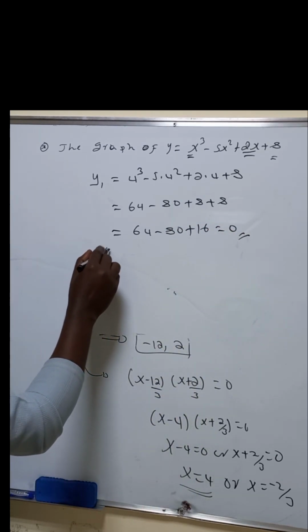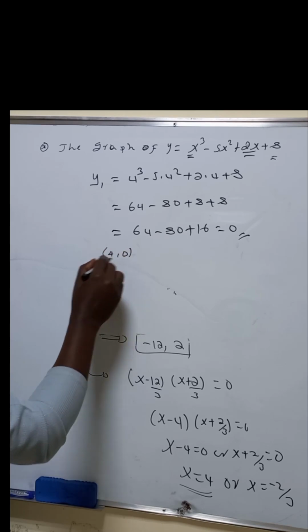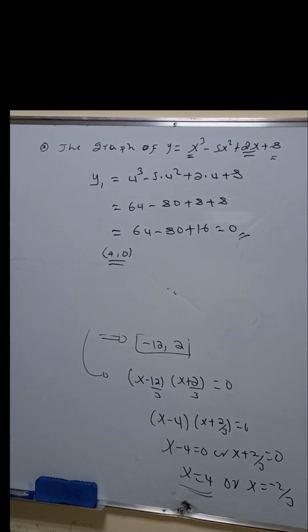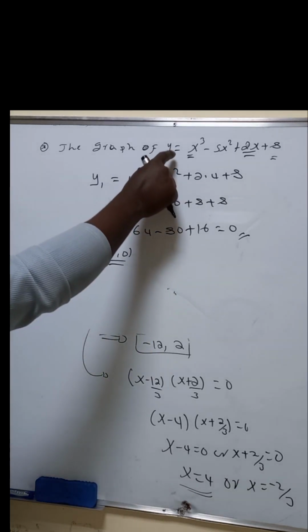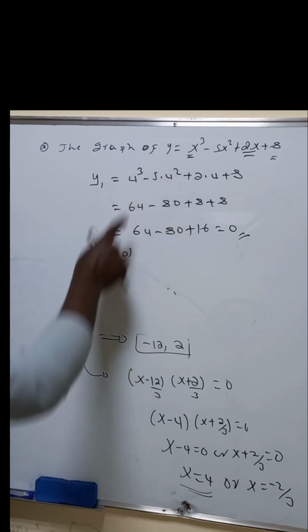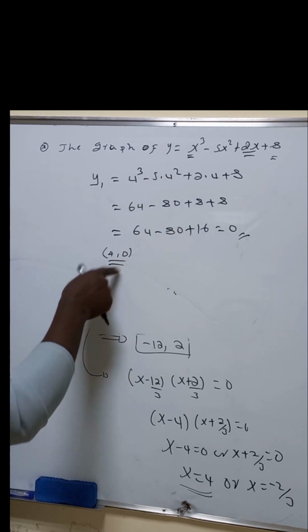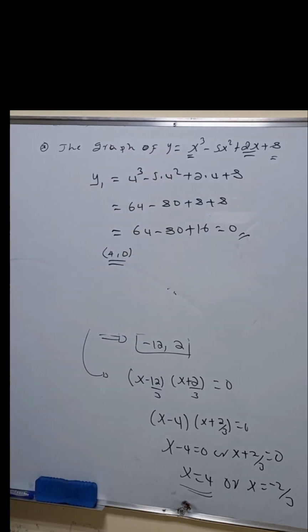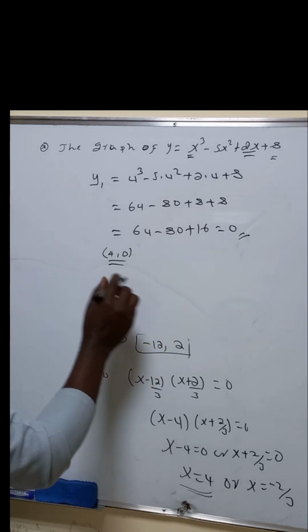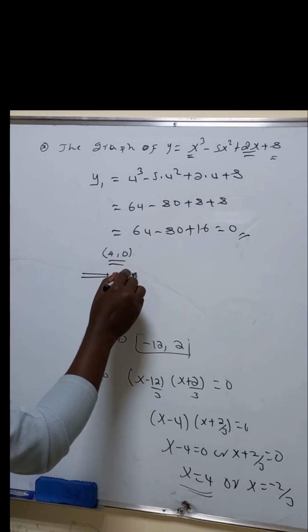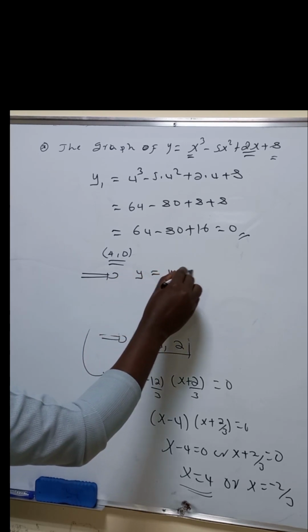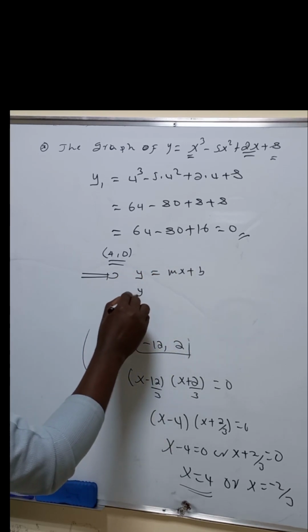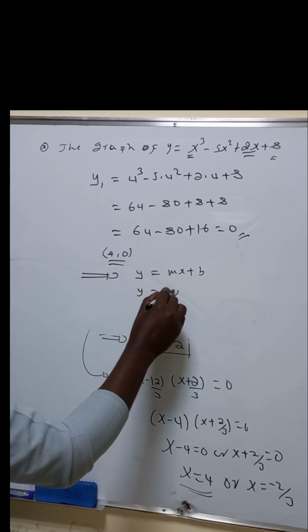One point will be (4, 0) as the point of tangency for the line and the curve. That means the equation of the tangent line for the curve will pass through this common point, the point of tangency for the curve and the line. So one equation of the line is y = mx + b. M is already given, so y = 10x + b.